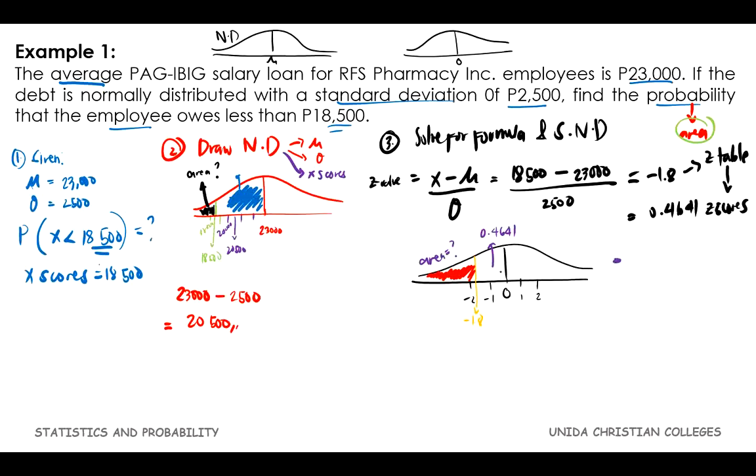Alam natin na symmetrical yan, di ba class? According to the property, kapag pinag-add natin lahat ng probability ng lahat ng surface, lahat ng area, kailangan equal sila kay 100% or 1. So meaning kung symmetrical yan at ang center nila ay average, this is 50% and the other side is 50%. So para makuha natin yung shaded or yung area na tong red ink na to class, we have to minus the 0.4641 kay 0.5000. Nakukuha po, 0.5000.